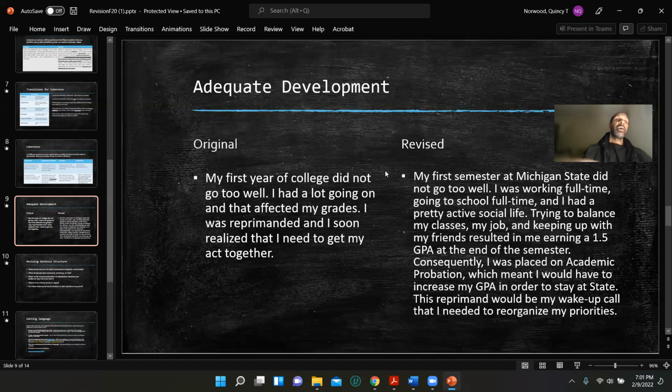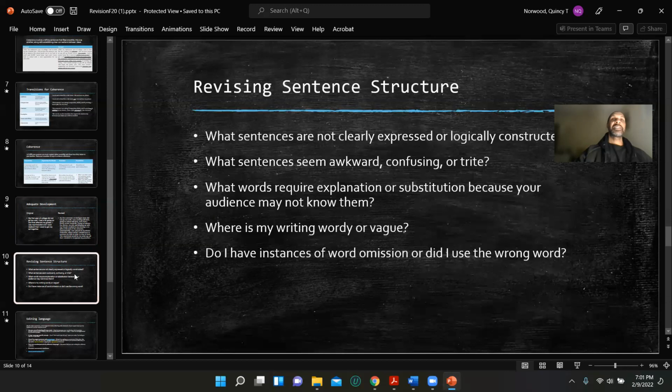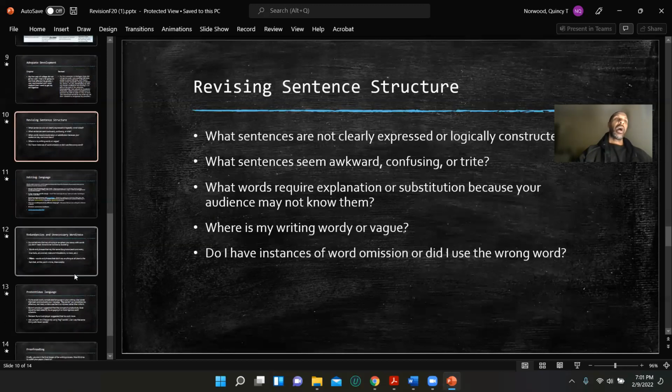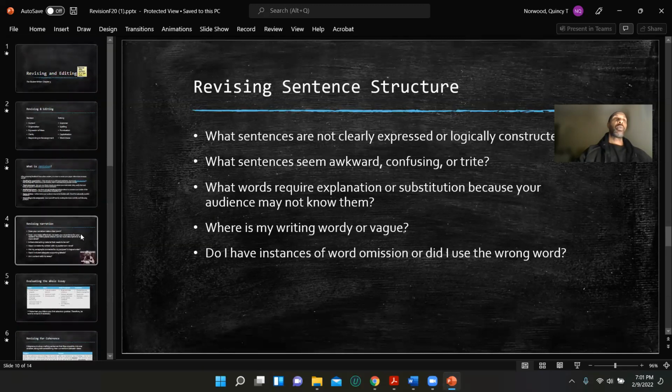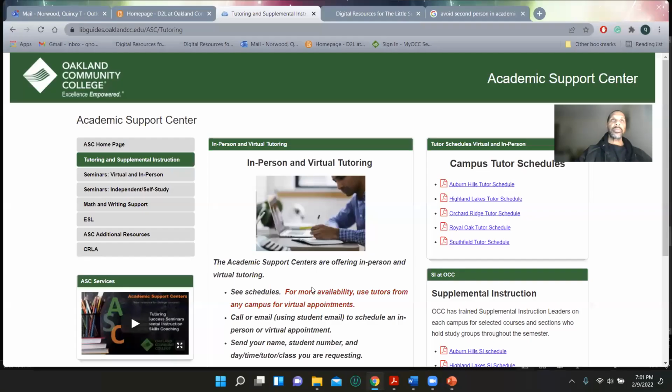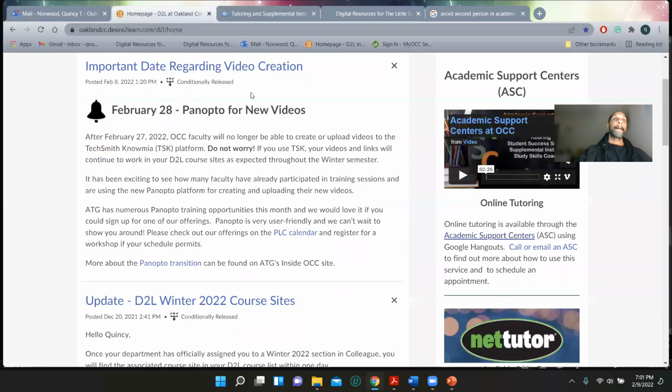Now, I do have some sentence material in this. There are a few more slides here, but we're going to save that for when we go from draft number 2 to draft number 3. But if you want to look at this stuff, more power to you. All right, now.